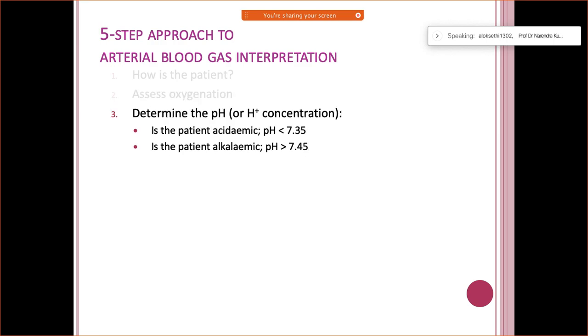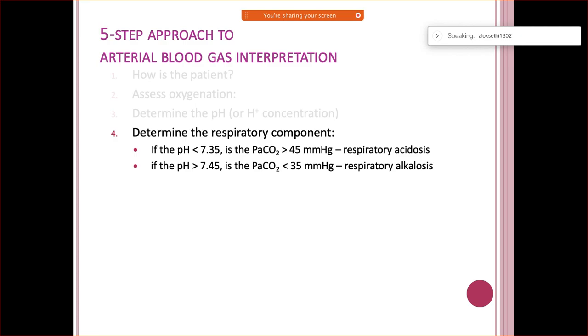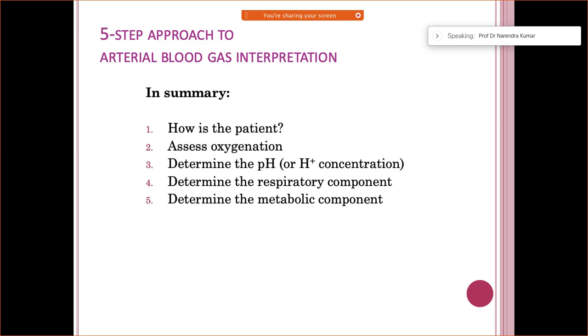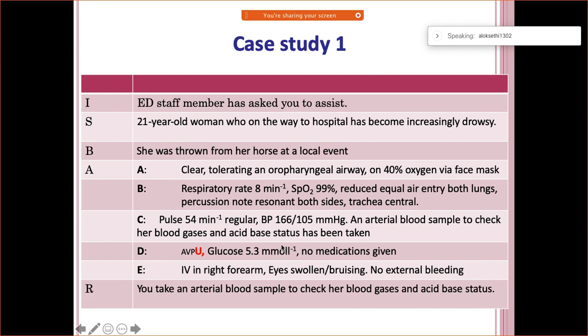Then comes the pH, acidic or alkalic. Then comes the respiratory component, on the basis of which it is respiratory acidosis or alkalosis. Then, as we spoke about, the metabolic component, if it is less than 22 or more than 26 or 28. So to summarize, how is the patient? You have to see the oxygenation, then the pH, respiratory, or the metabolic component. So I'll give you one more example. Practice makes a doctor more perfect, right?